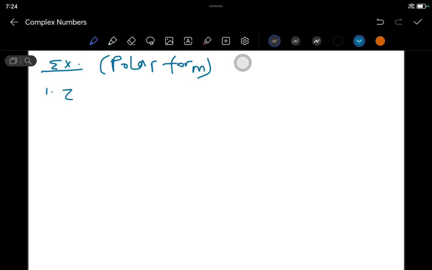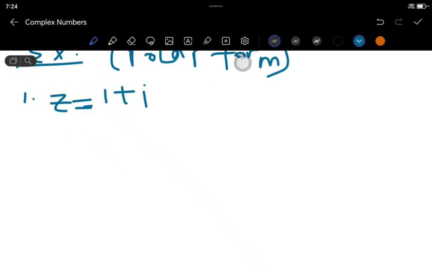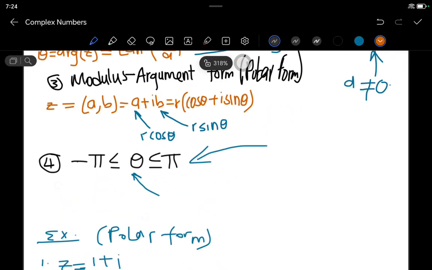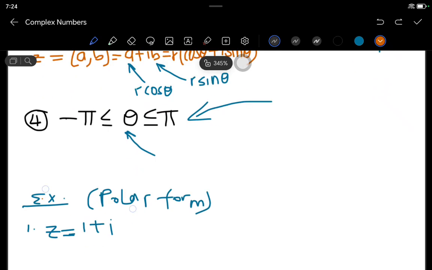We have z is equal to 1 plus i. So the aim is to express this in polar form. So the first thing that you do when you want to express this in polar form, you have to define the pair. You tell us what pair this is. After telling us what pair this is, you tell us what quadrant it is in. Right? So here's what you're going to do.